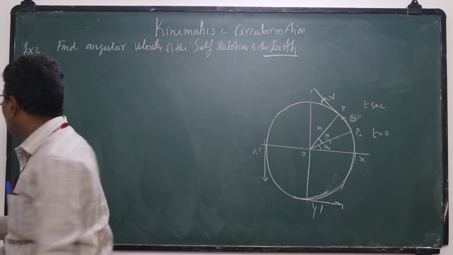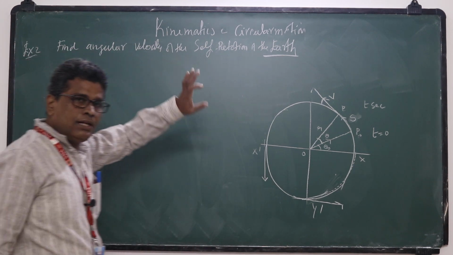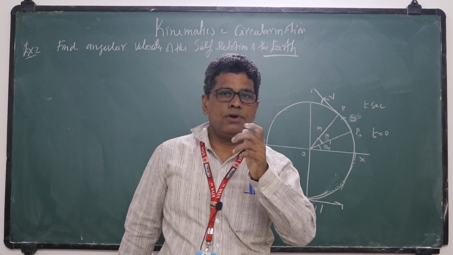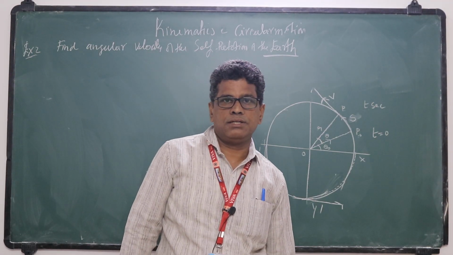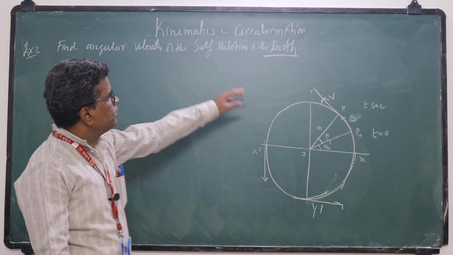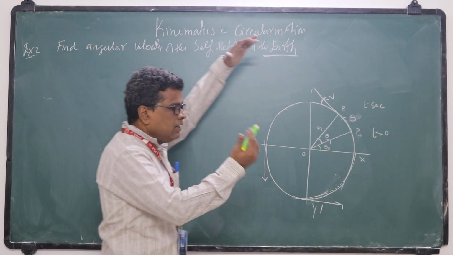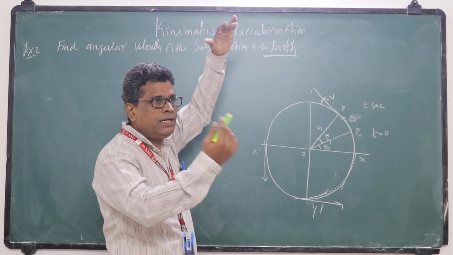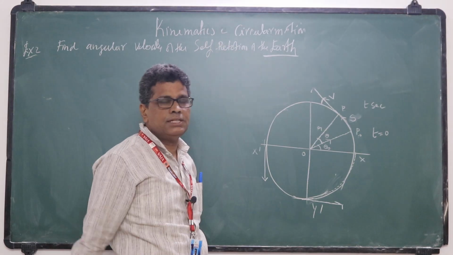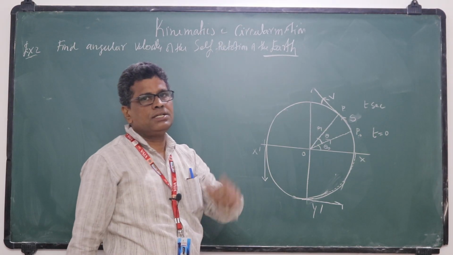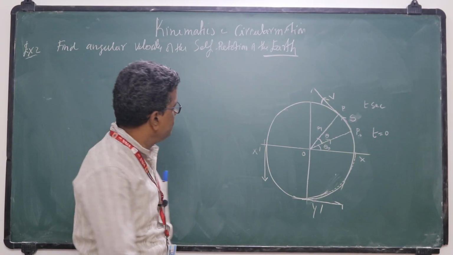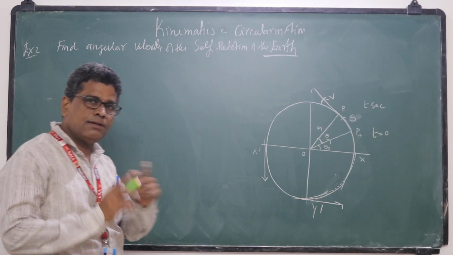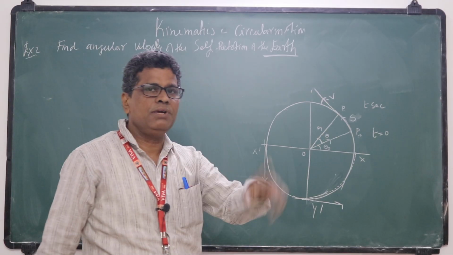We know that the earth is rotating about itself, which causes day and night, isn't it? So the earth is rotating. Earth is a spherical ball. It is rotating about its own axis, that is an imaginary axis passing through the north and south poles of the earth. So for one rotation of the earth, how much time will it take?